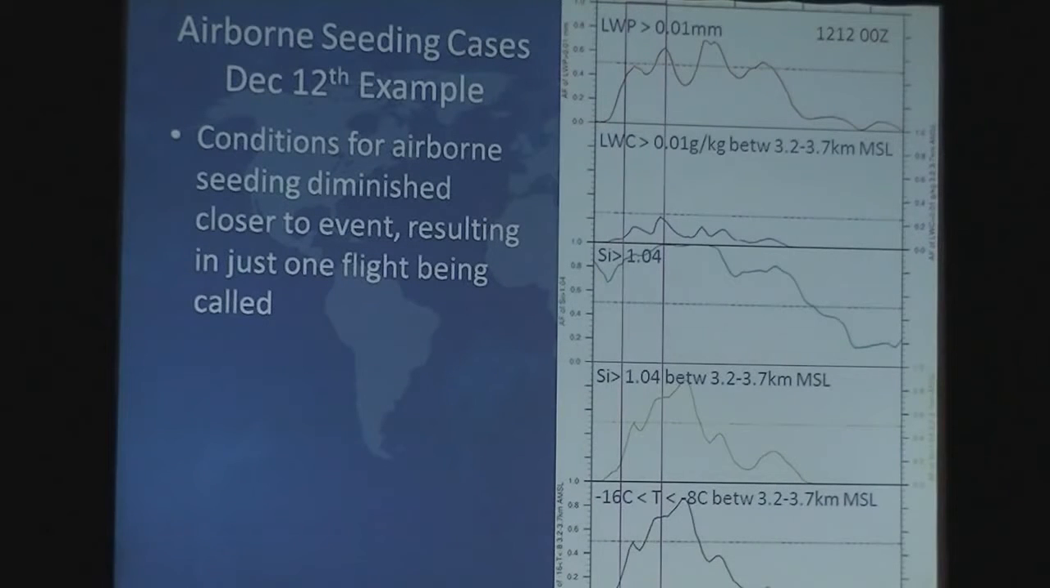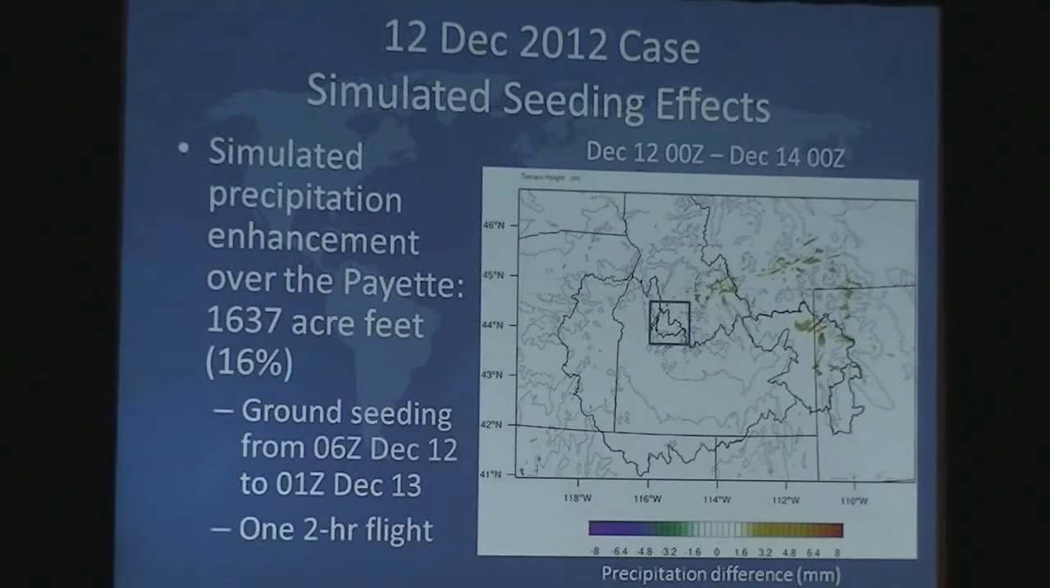If we moved forward, I'm not going to show the next one, but if we move forward to 12Z, the forecast would have started right in the middle of the optimal time window, and we did call another case for that one, but it was much shorter because we were already in the middle of the case period.